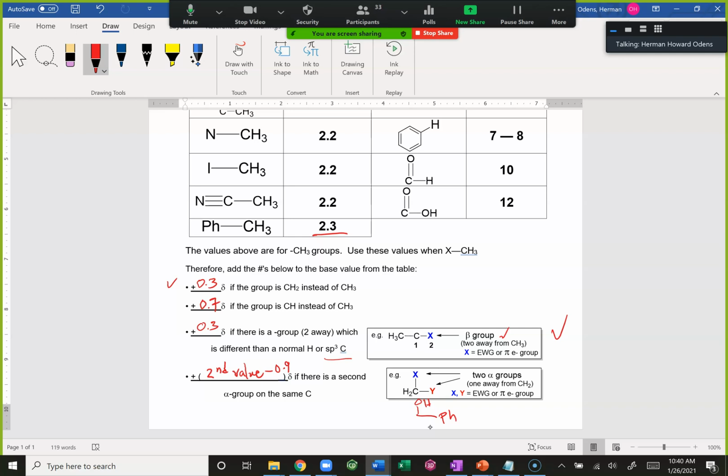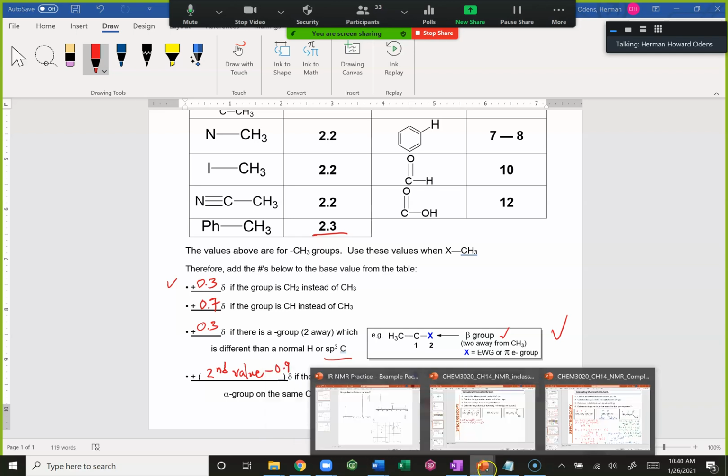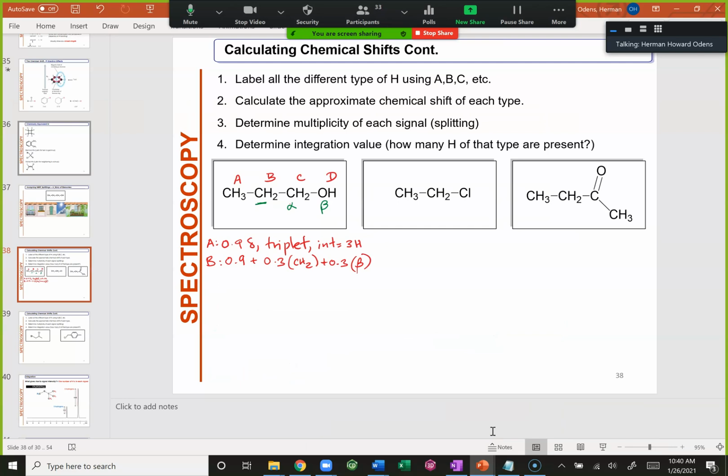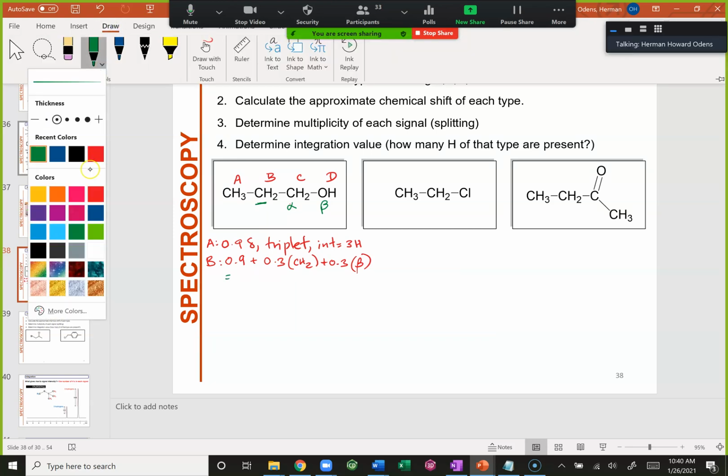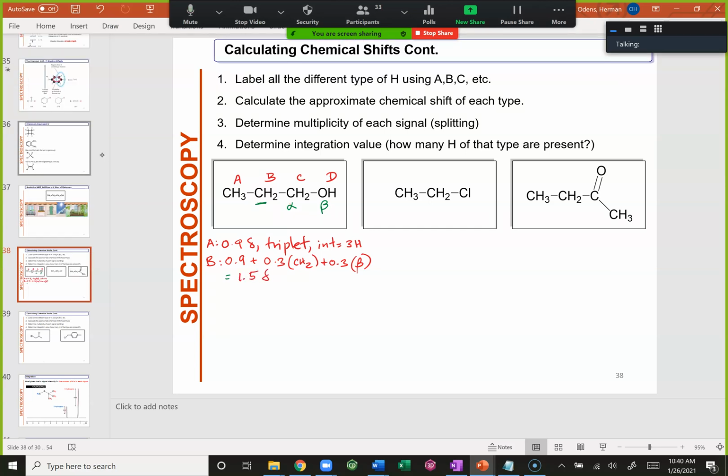Oh boy, it's 10:40. I'm going to speed up. Just give me 1 sec. And so that's that. So this is total, this 0.9 plus 0.3 plus 0.3, that's 1.5 ppm. It'll be a sextet because signal B has 5 neighbors plus 1, that's 6, and it will integrate to 2 hydrogens.